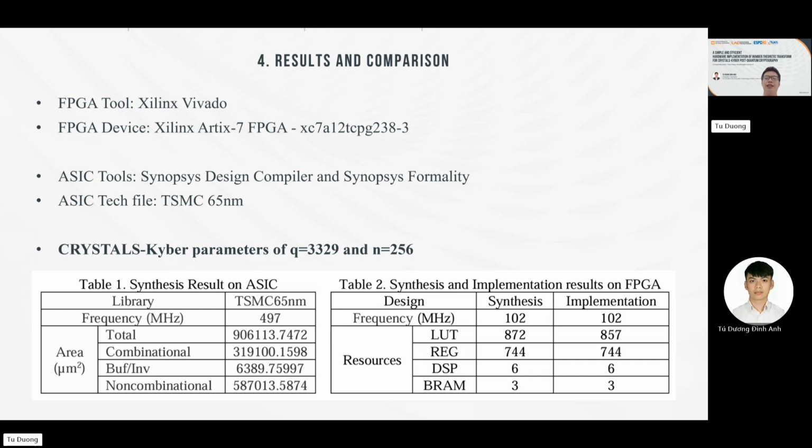And for the ASIC, we use the TSMC 65 nanometer technology, and we got a very high speed frequency of 497 megahertz. And here is our area report.